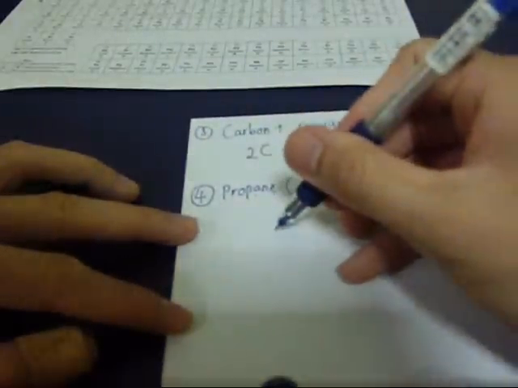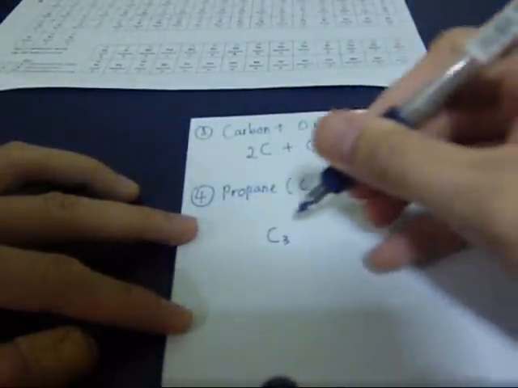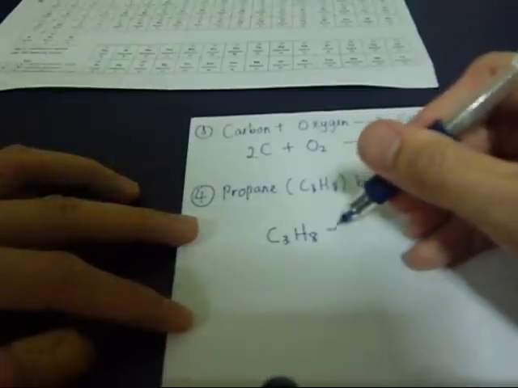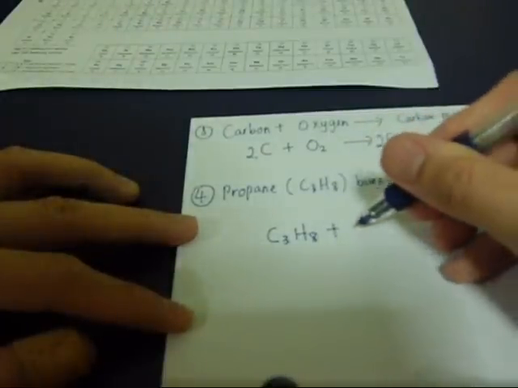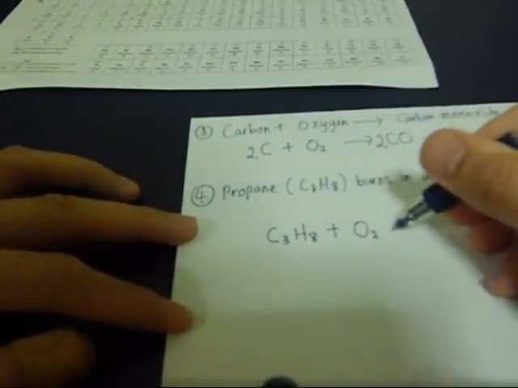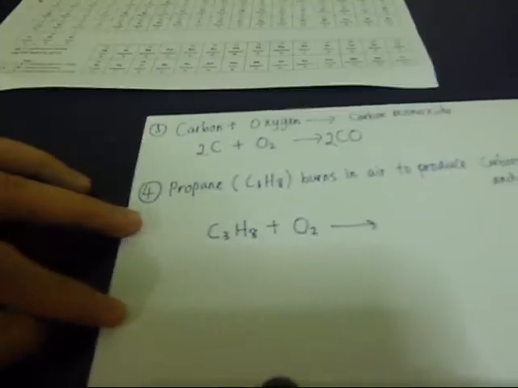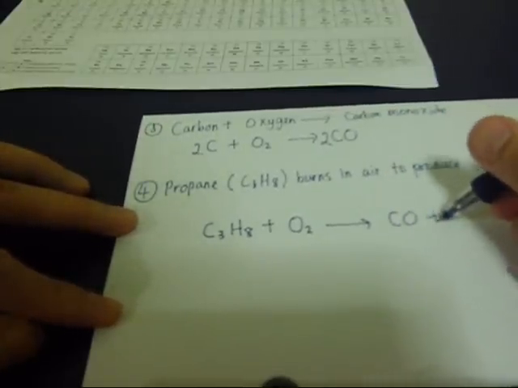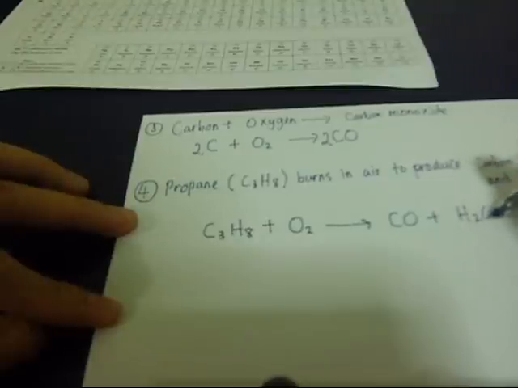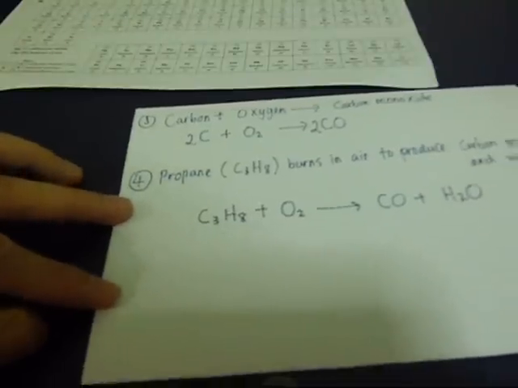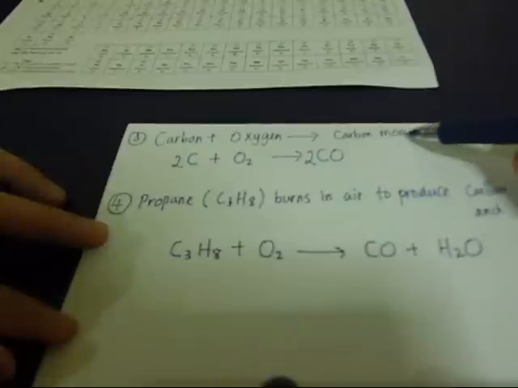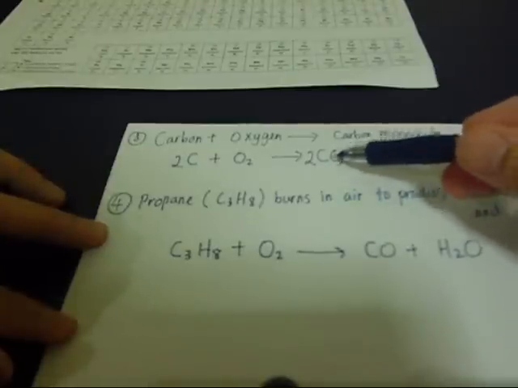So first thing, write propane. Propane give you the chemical formula already, C3H8. Burns in air. Burns in air means that it would react with oxygen. Produces carbon monoxide and water. Water is H2O, carbon monoxide is CO. Carbon monoxide, mono means 1, oxide means oxygen, 1 oxygen, therefore is O.